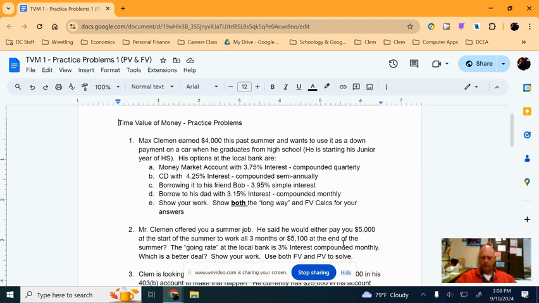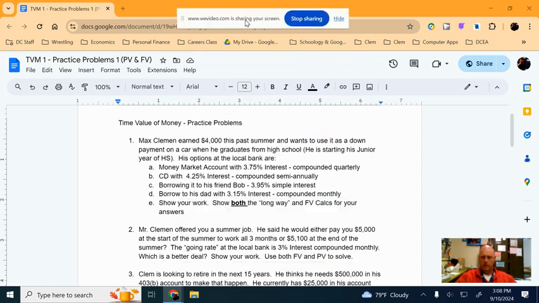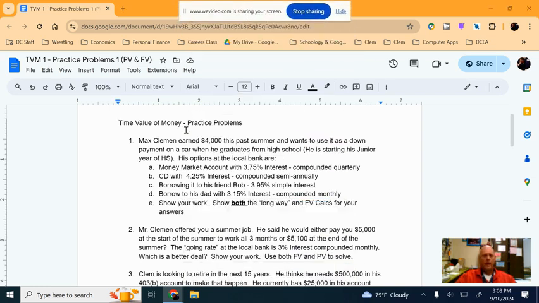So our first problem here, we started this as a group today. Here's our story. Max Clement earned $4,000 this past summer, and he wants to use it as a down payment for a car when he graduates from high school. The assumption is he's a junior. When he graduates from high school, that's going to be 2 years down the road. So one of the facts we know is $4,000. One of the facts we know as far as time, how long, is going to be 2 years.